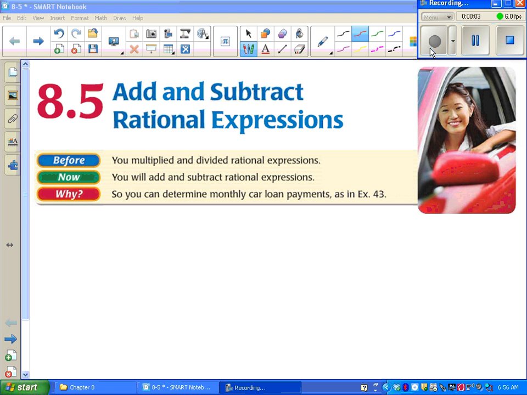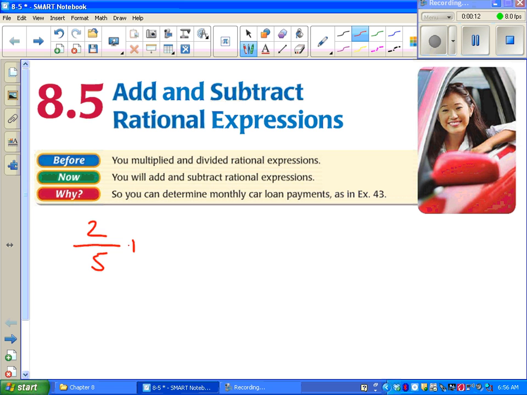8.5, adding and subtracting rational expressions. This means we're adding fractions today, but with variables in it. In the past, we've learned how to add and subtract fractions, both with a common denominator and without. We're going to extend those skills today to deal with rational expressions, meaning expressions with variables.